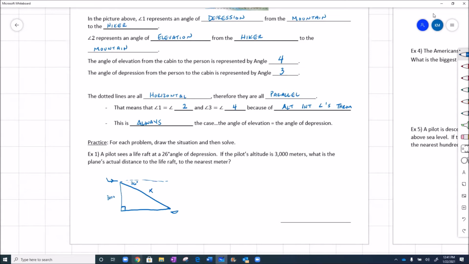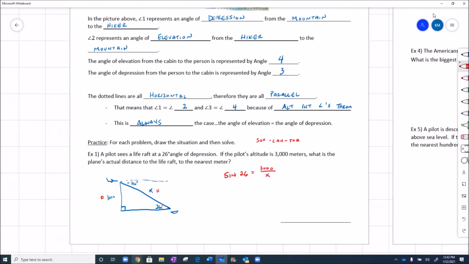They gave us this angle is 26. Since this angle of depression is 26, the angle of elevation from the raft to the plane is 26 degrees. Now we can look at labeling our triangle so that we know what function to use. From the angle that we're given, 26, we have the opposite side, and we want to find the hypotenuse. SOHCAHTOA tells us that we're going to use sine. Sine of the angle 26 equals the opposite, 3,000, over the hypotenuse x.